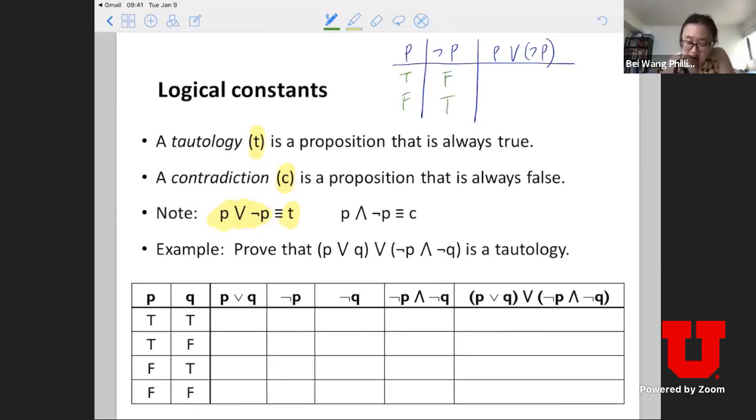And now I have P or negation of P. What I get is going to be true or false, which is true. Now, the second row at the very end is false or true, which again is true. So what does this mean? The statement is always true, so it's equivalent to the tautology.